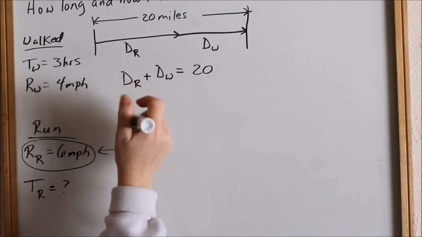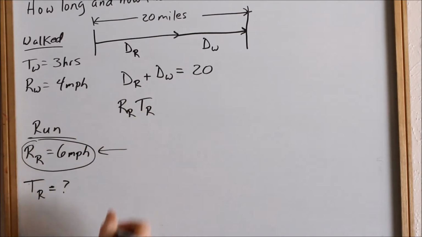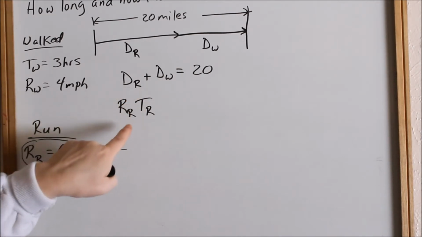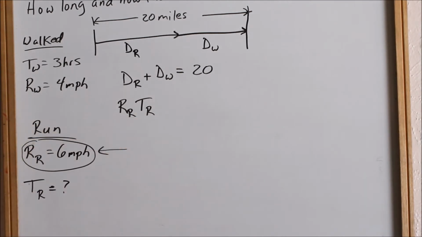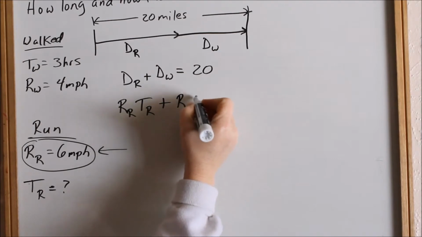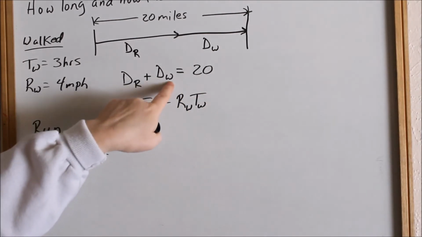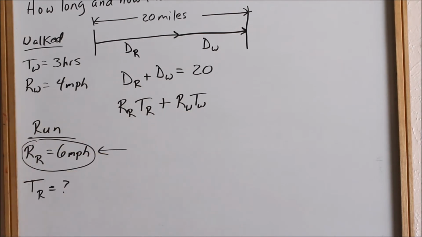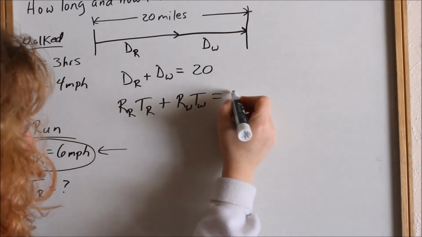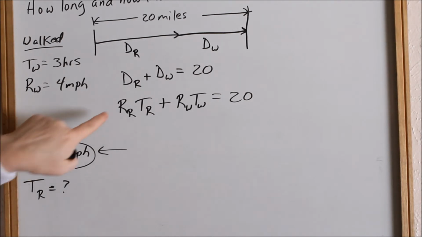For the distance that he ran, that's also a rate times time. Since I'm using the subscript of r for ran, I will use a subscript of r here. The distance that he walked is a rate times time. And since I'm using the subscript W for walk there, I use the subscript W for walk here. And that total distance is 20 miles. So now let's plug in what we know, okay?